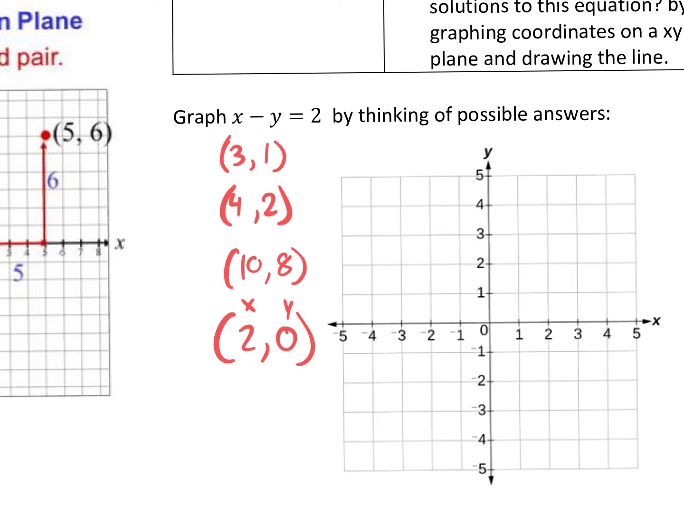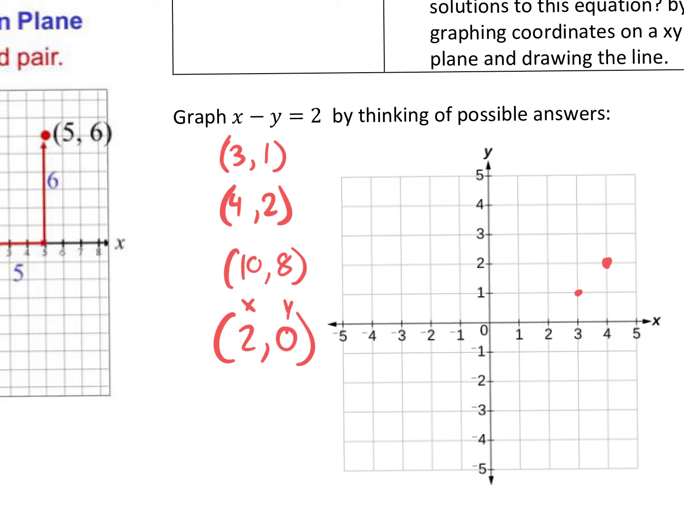But let me actually show you how all of these points will land on the line. So let's go for the first point, 3, 1. That would be 3 on the x, 1 on the y. Let's put a dot right there. Okay, let's move to the next coordinate, 4, 2. 4 on the x, 2 on the y, put a dot right there.